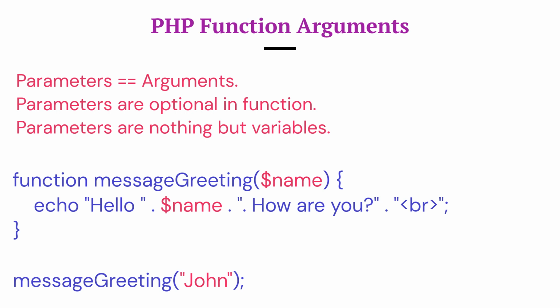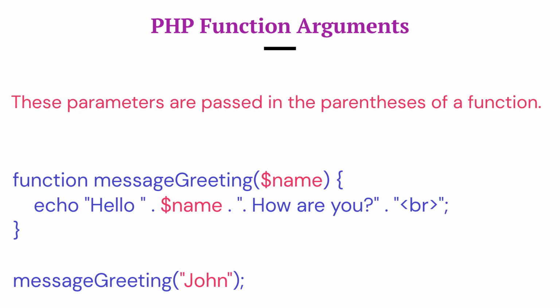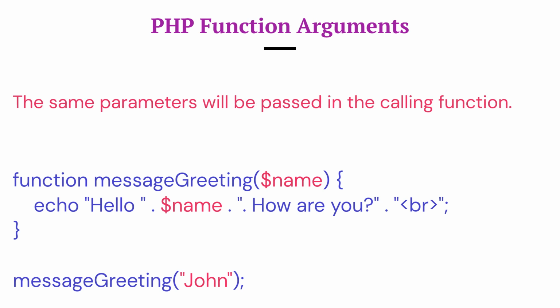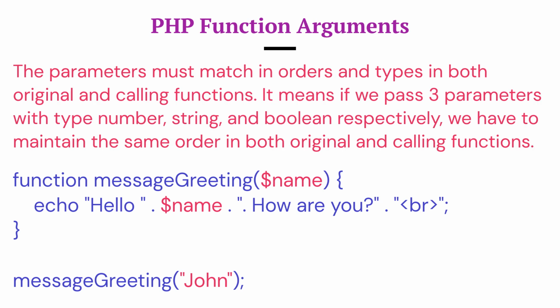2. Parameters or arguments are optional building blocks of a function. 3. Parameters are nothing but variables. 4. These parameters are passed in the parentheses of a function. 5. The same parameters will be passed in the calling function. 6. The parameters must match in orders and types in both original and calling functions.